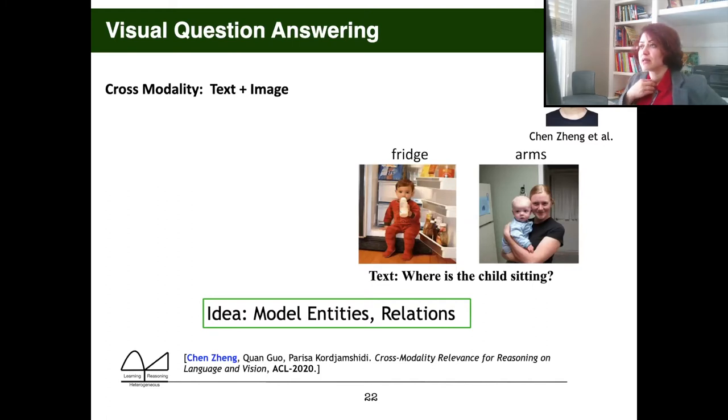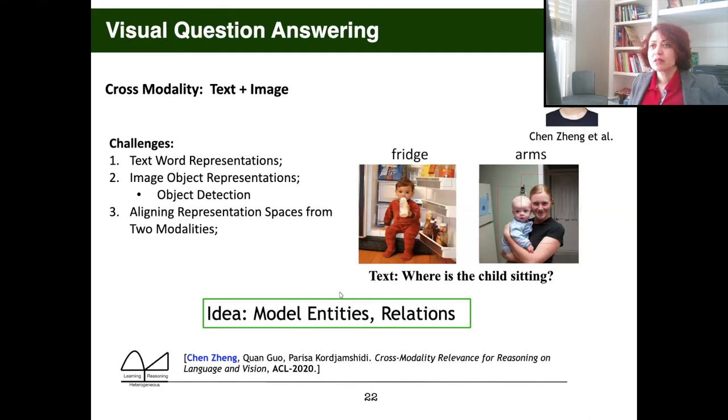This work was done by my student Chen. It was about the same example that I showed you in the beginning, visual question answering. There is a question asked, and then we want to answer the question based on the image. Where is the child sitting? In this image, the answer is fridge. So the challenge is that we need to have representations from text, representations from the image, and then be able to align the two spaces and two modalities.